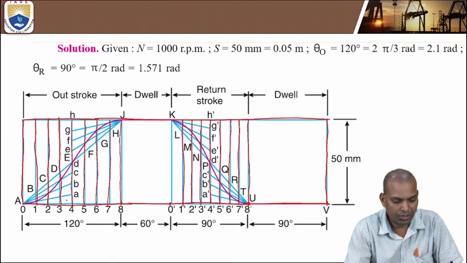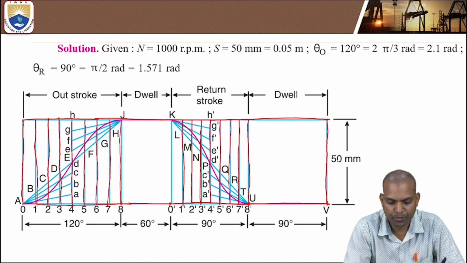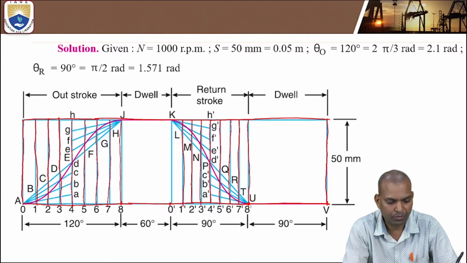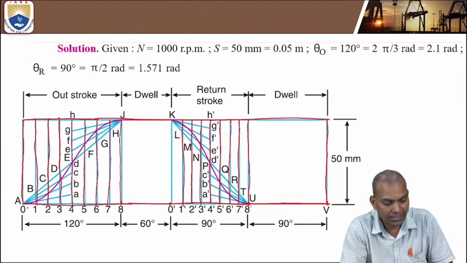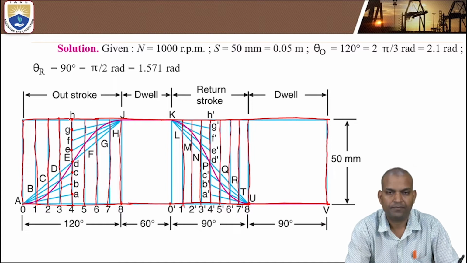That fourth number you divide into equal height. This 50 millimeter again should be divided into equal number of parts. Then join these corners from A to those divided parts. The parts are divided here A, B, C, D, E, F, G, H. These are all equal divisions.